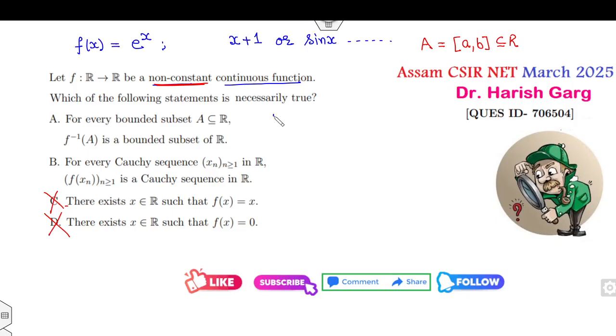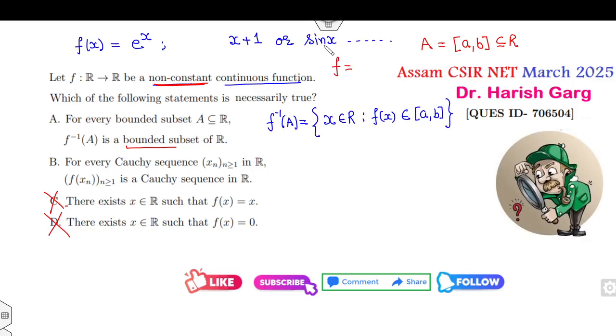So first of all, what is the f inverse? f inverse of A means the collection of all those x from R such that f(x) belongs to (a, b). Fine. Now your target is to check whether this set is bounded or unbounded. Now I can choose f.